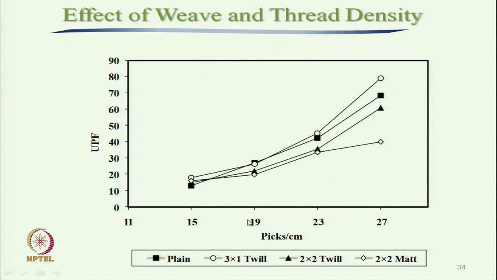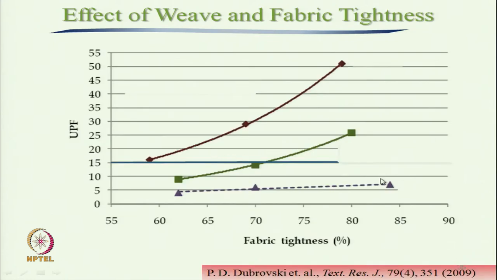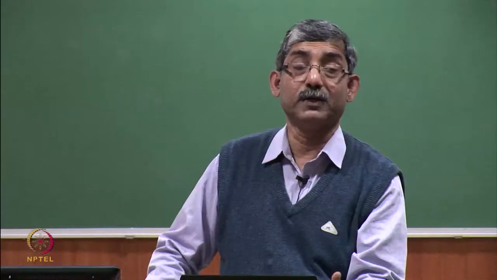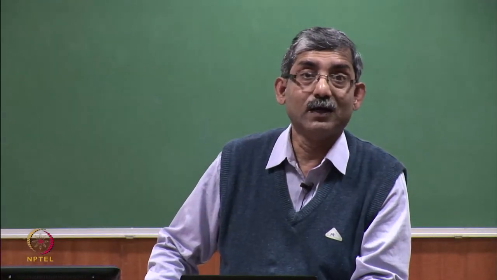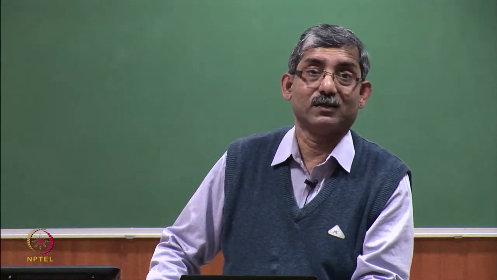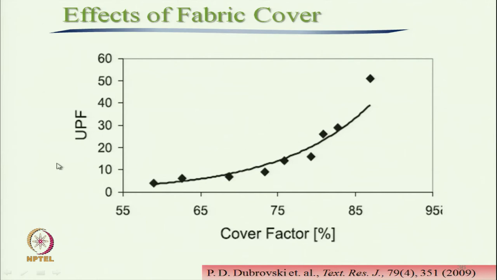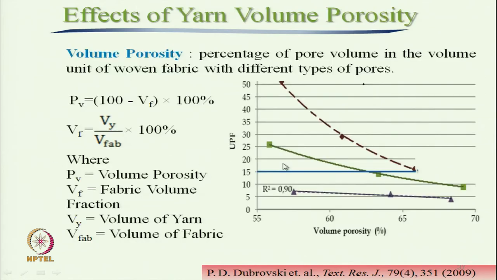As we increase the picks per centimeter, the pick density, we get a compact structure keeping all other parameters constant. With the increase in picks per centimeter, the UPF increases because the effective openness of the fabric reduces. Similarly, as we increase the fabric tightness, the UPF increases. So, to have higher UPF, we must use coarser yarn with a tighter fabric structure. As the cover factor increases, UPF increases. So, we get similar trends.